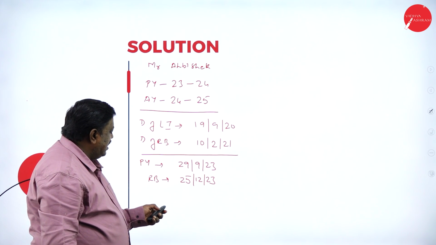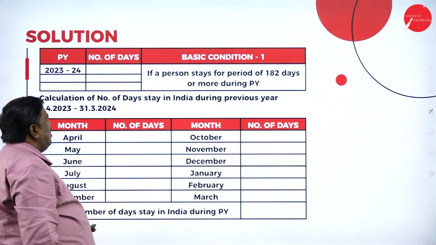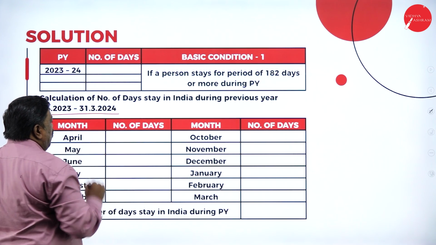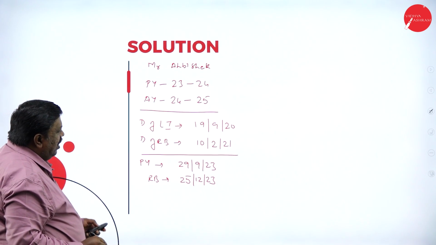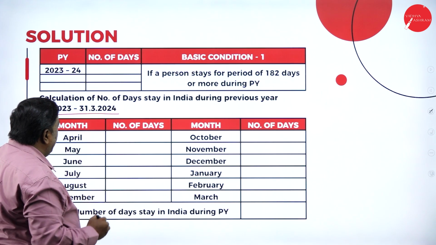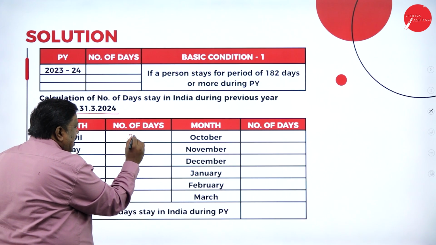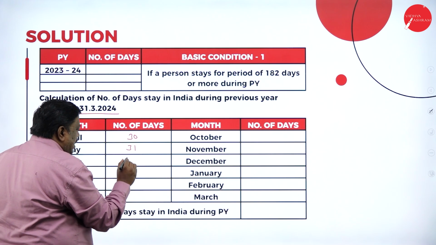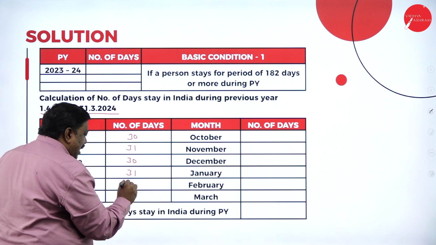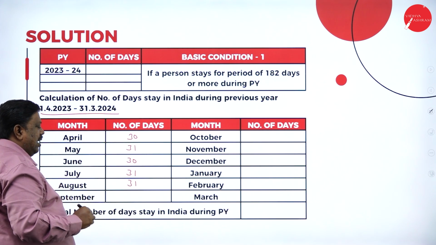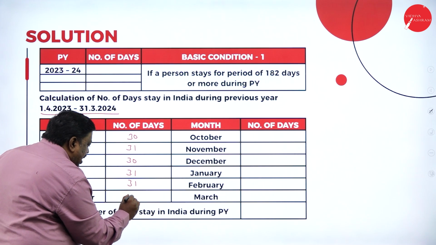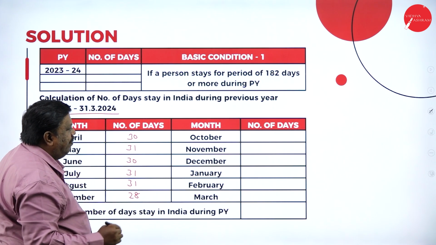Now, let us consider for the first one during previous year. Which is our previous year? 2023-24. When I left India on 29th September. Means in the month of April, I was in India. May, I was in India. June, I was in India. July, I was in India. August, I was in India. September 29th, I left. Means 28 days I was in India.